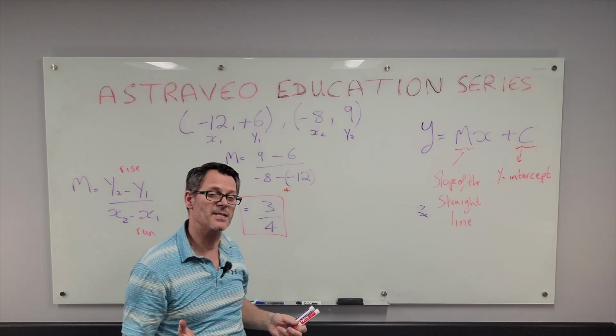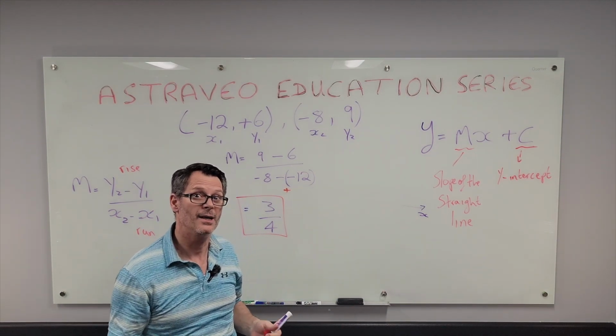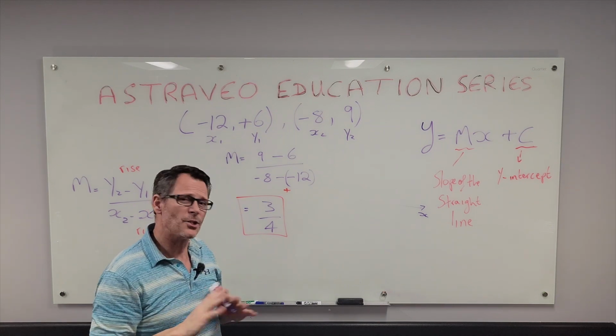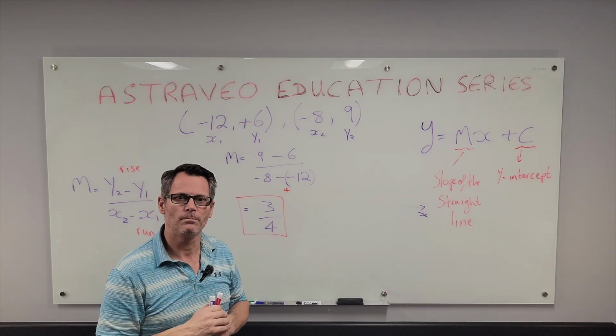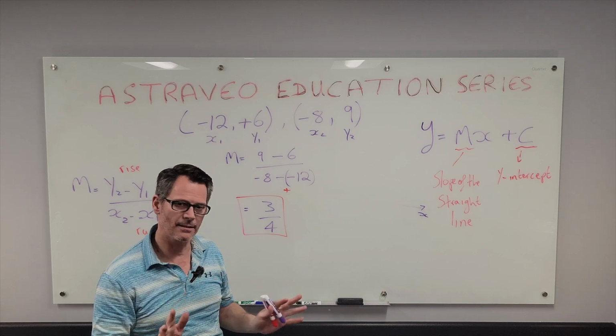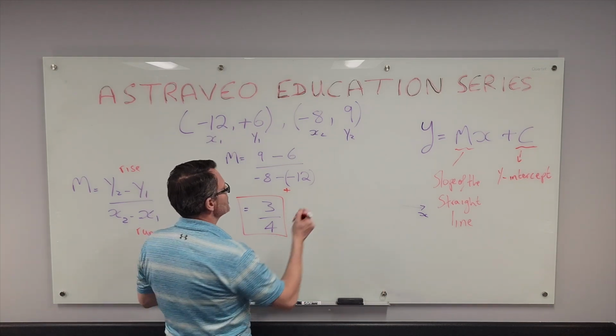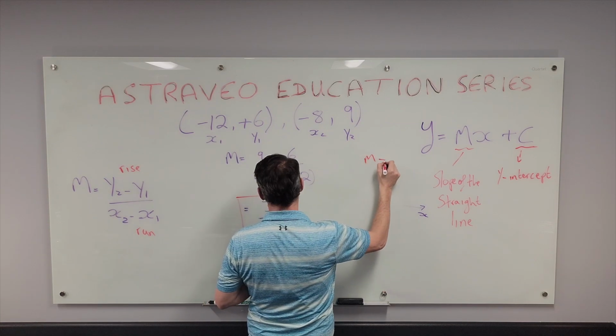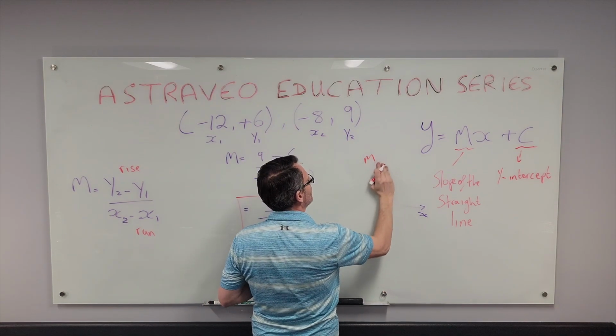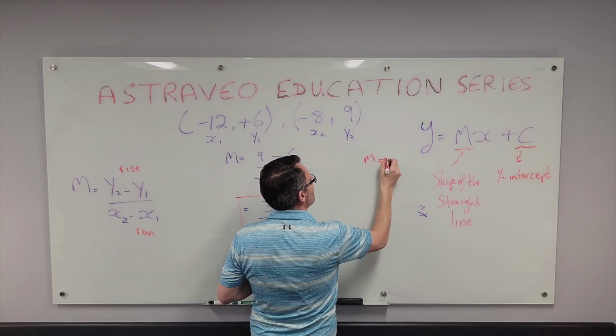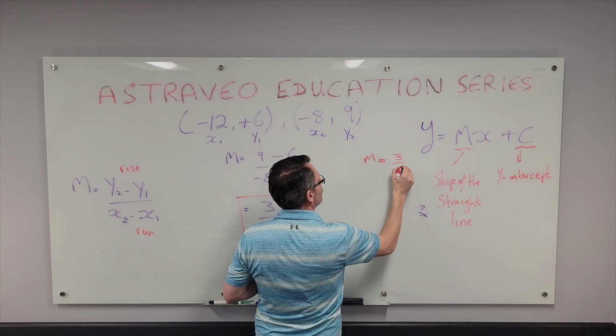That's interesting this time. It's not an integer, not a whole number. It's actually a fraction. Doesn't change anything at all. It's still easy to calculate the equation of a straight line. So let's put this off to the side, because we need the space. 3 divided by 4, 3/4.